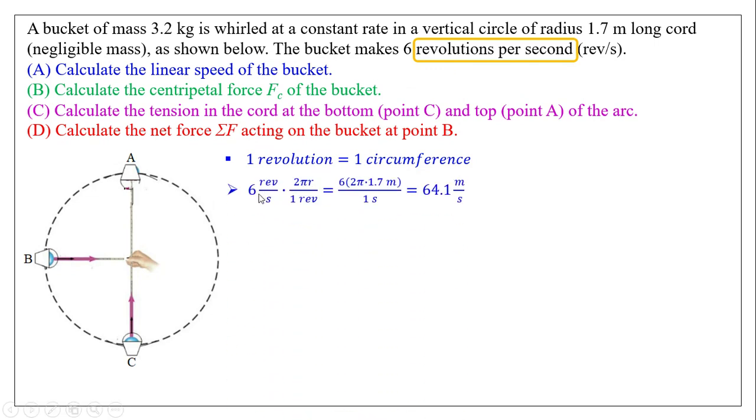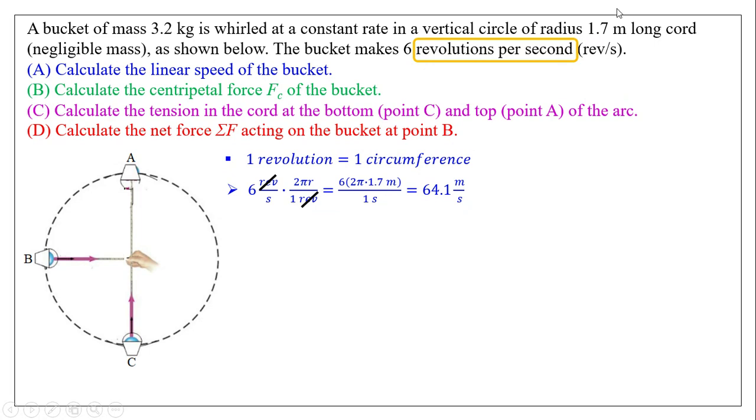So I'm going to start with my given value, 6 revs per second, times, for every 1 revolution, it makes 1 circumference. The equation for the circumference of a circle is 2 pi r. Here I've chosen to use lowercase r; it is up to you if you want to use lowercase or uppercase R. Essentially revs cancels out. The only thing left is 6 times 2 times pi times r, being 1.7 meters because it is given in the problem.